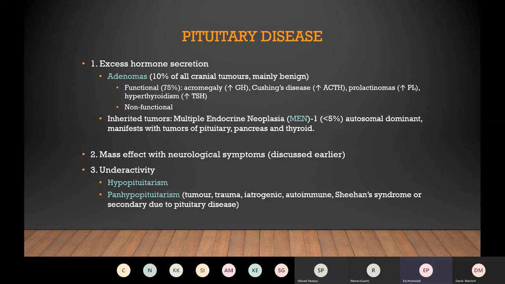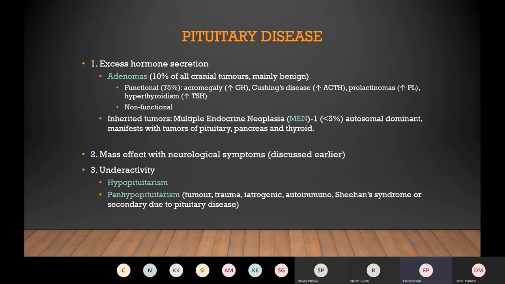mainly it's due to adenomas, which can be micro or macro adenomas, and they constitute 10% of all cranial tumors. They're mainly benign, and they can either be functional and produce hormones, which is actually 75% of the cases, or they can be non-functional. Other kinds of inherited tumors can happen, and they include the pituitary cancers. They can be part of the multiple endocrine neoplasia syndrome, which is autosomal dominant, and at the same time we have tumors in the pituitary gland, the pancreas, and the thyroid.